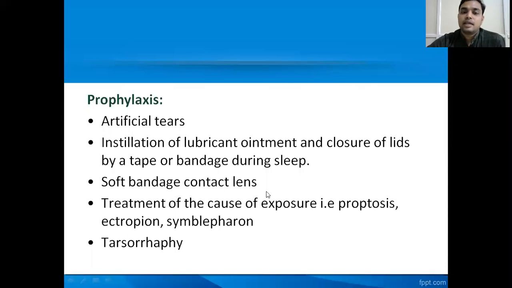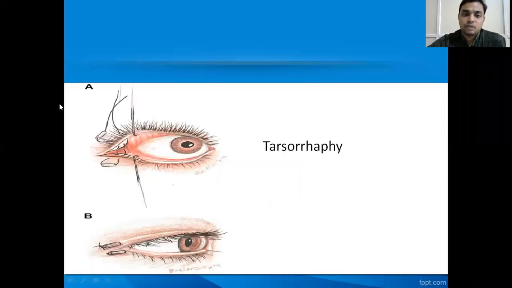And in case of proptosis, ectropion, and symblepharon, a surgical approach should be taken, and tarsorrhaphy, that is by suturing both eyelid margins, we can reduce the opening of the eyelids and thereby decrease the exposure of the eyeball. So this is the tarsorrhaphy, where we suture the upper eyelid and lower eyelid, and we reduce the size of the opening of the eyeball. So this is about exposure keratopathy.